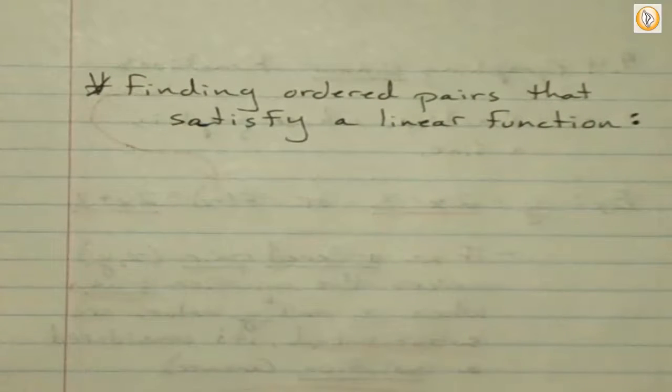So they're going to say, find ordered pairs that satisfy a linear function. You're going to be like, what? What does that mean? Well, I'm about to tell you what that means.